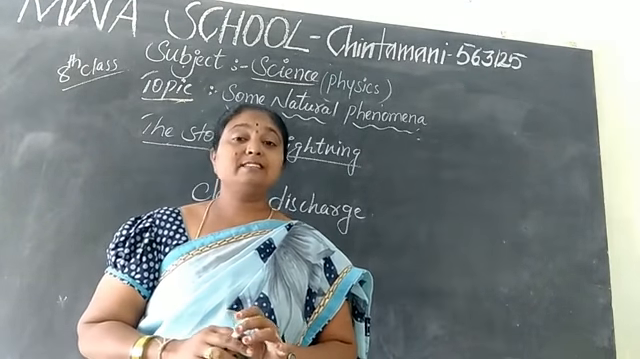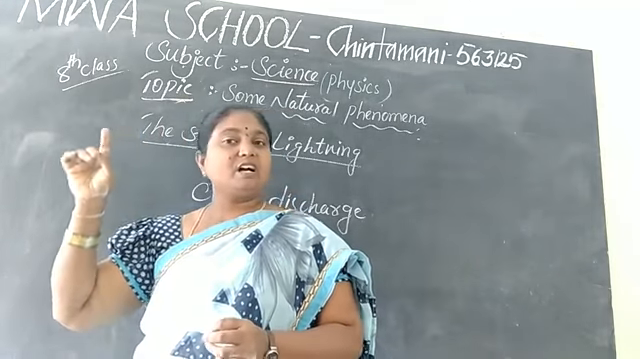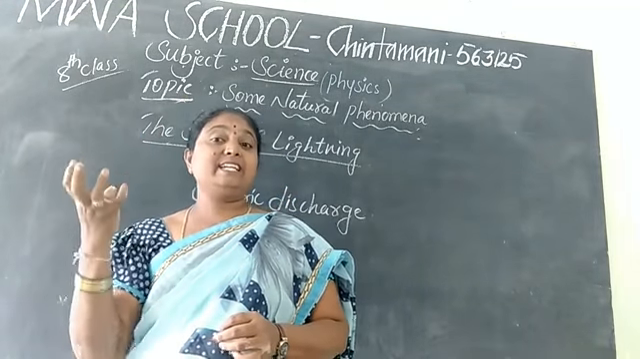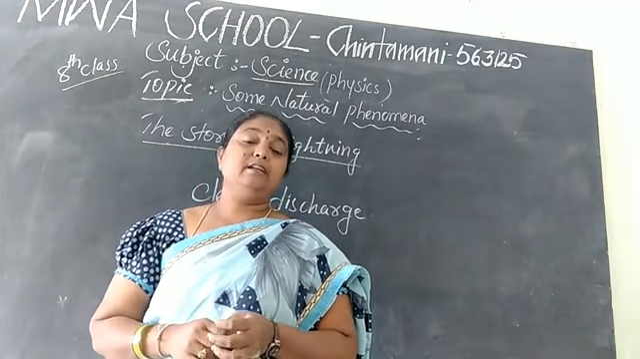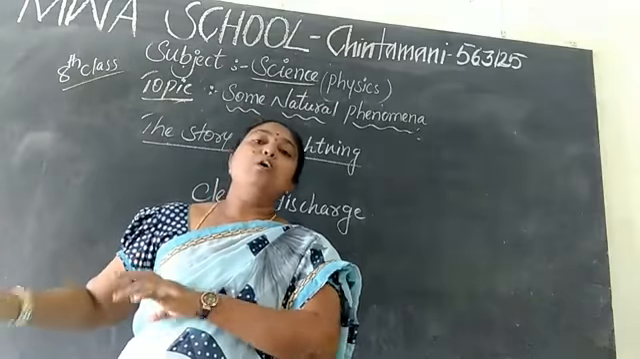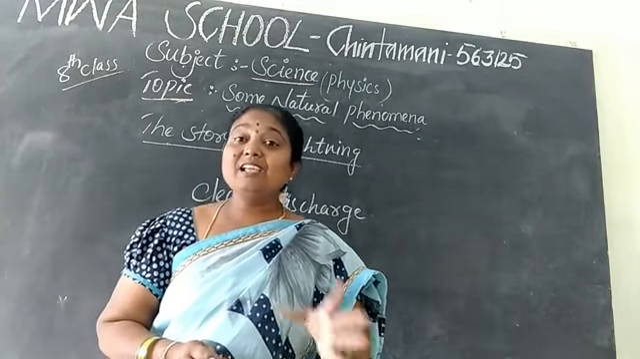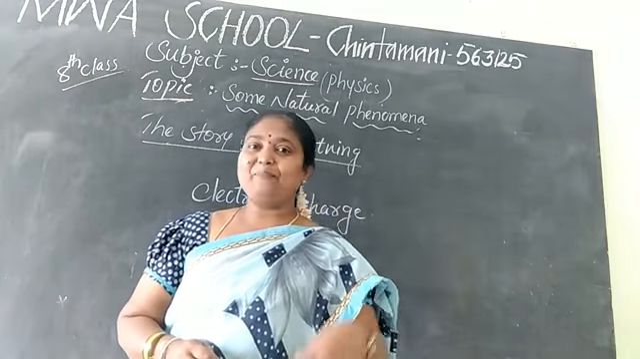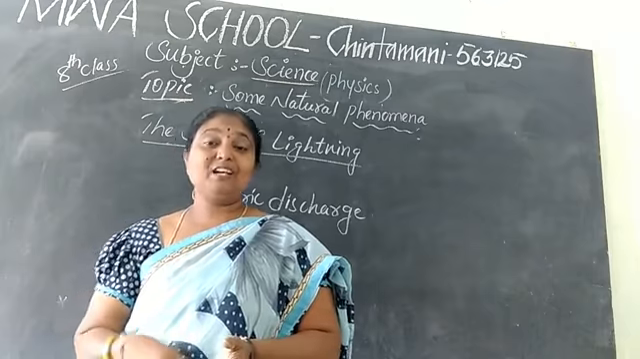To avoid this, while constructing buildings we keep an iron lightning arrester rod. Then when thunder and storms occur, it helps avoid the shock. So still some of the measures are there. I'll show them through the video, children. So this is about the lightning.